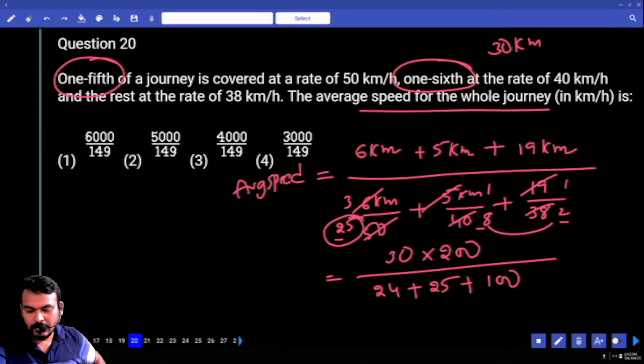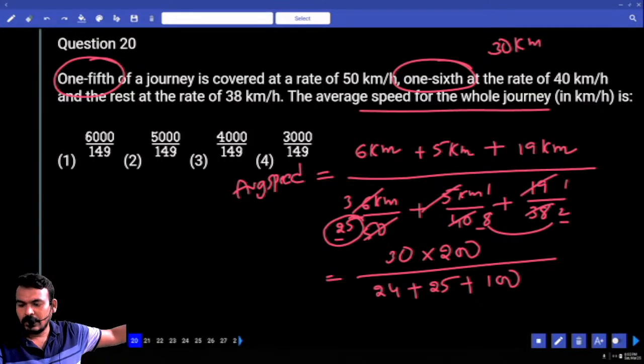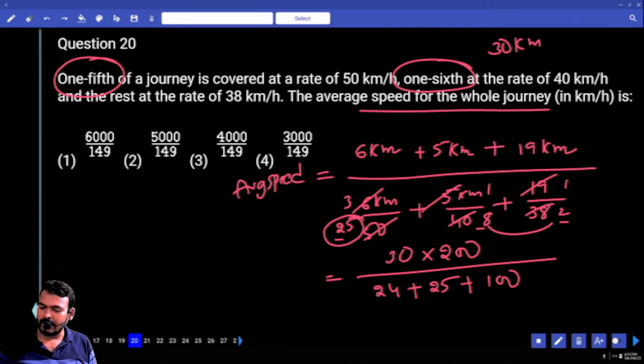First one, 25 means 8 times. 8 threes are 24. Second one, 8 means how many times? 25 times. 25 ones are 25. Third one, 2 means 100 times. Numerator we are getting how much? 6000. Denominator 149, or not?